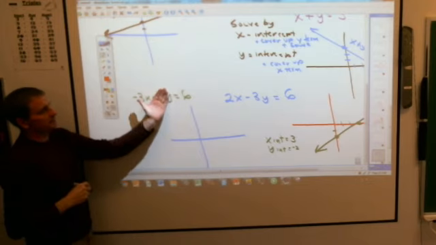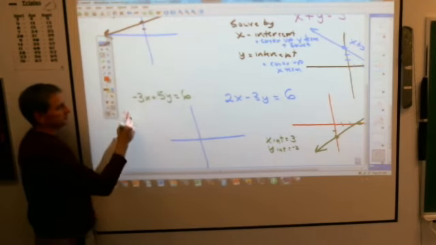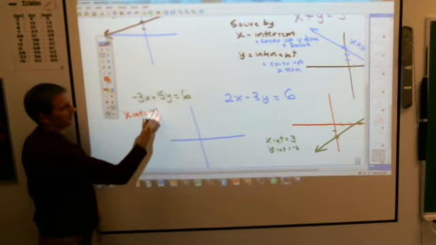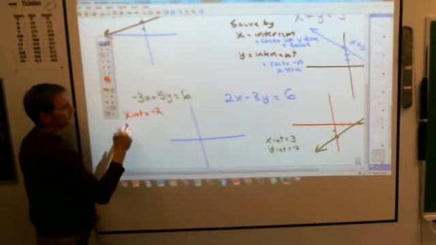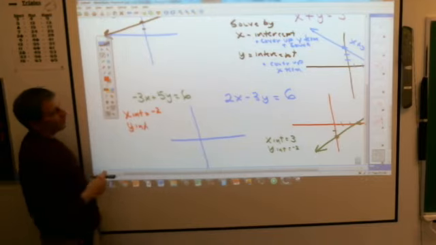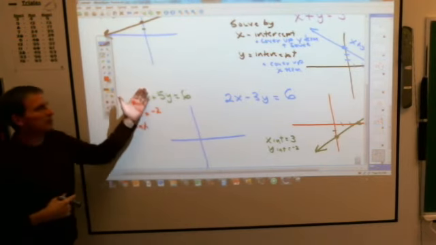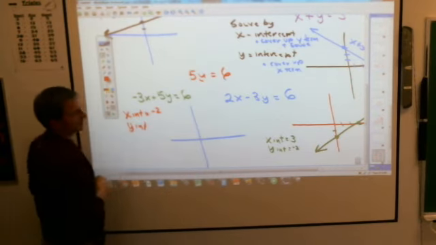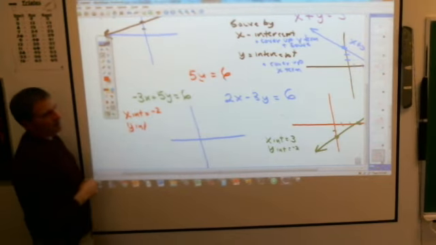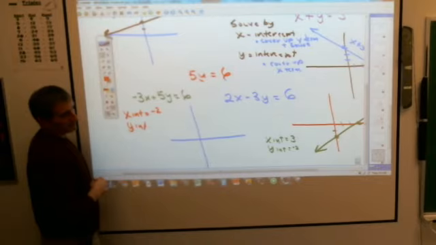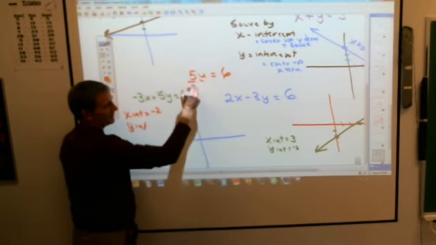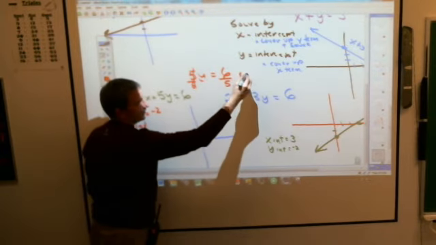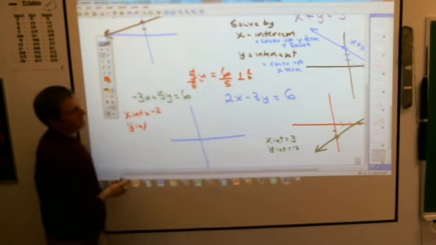Cover up the y. X is going to be what? Negative 2. Now here's where people sometimes start to cry. If you cover up the x, oh no, I now have 5y equals 6. Y equals, this is where I said close gets good enough, divide by 5, y equals 6/5, which is 1 1/5. So you just get close enough.